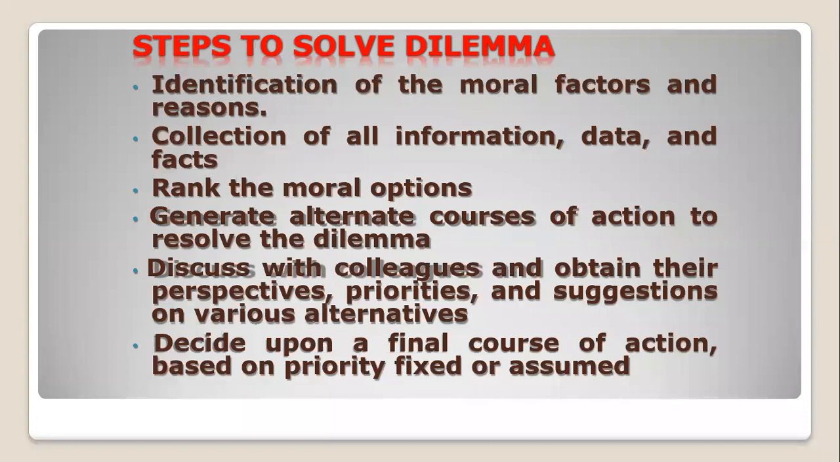Next, we'll see the steps to solve a dilemma. The first one, identification of the moral factors and reasons. Next, collection of all information, data, and facts. Next, rank the moral options. Next, generate alternate courses of action to resolve the dilemma. Next, discuss with colleagues and obtain their perspectives, priorities, and suggestions on various alternatives. Finally, decide upon a final course of action based on priority fixed or assumed.